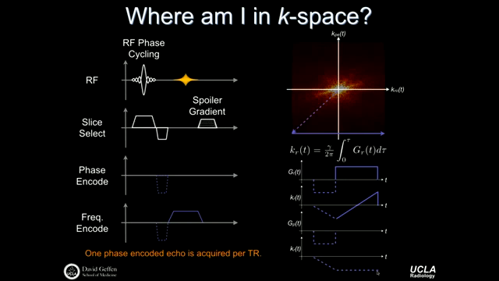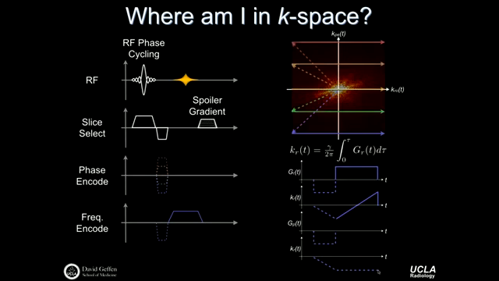And so sometimes people talk about gradients as storing phase. I can store phase, or I can move along k-space, and that position is effectively held until I do something else with my gradient. So this is how we would get to acquiring, say, a single line of k-space. We, of course, need to repeat this a bunch of different times. And the basic idea is just by modulating the area of this phase encoding gradient, I can move out to different points in k-space.